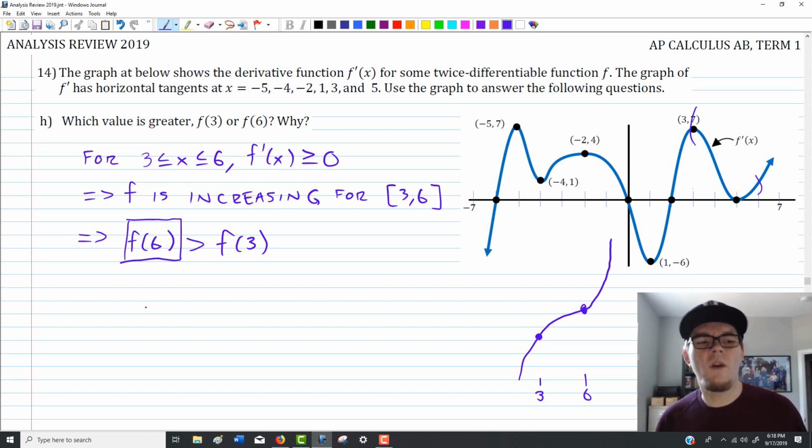Again, there's usually one question among that collection of G and H that pops up on exams here. And they're good questions to see if you really understand what this derivative graph is telling you.